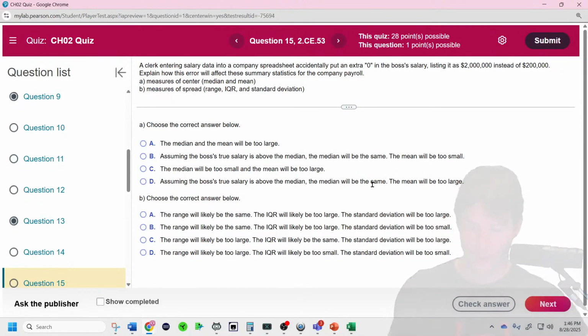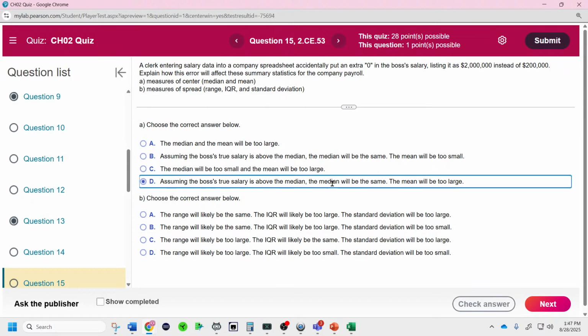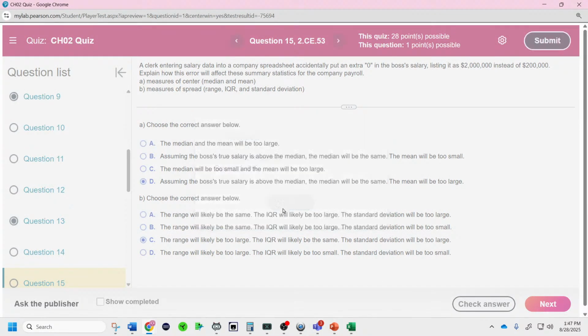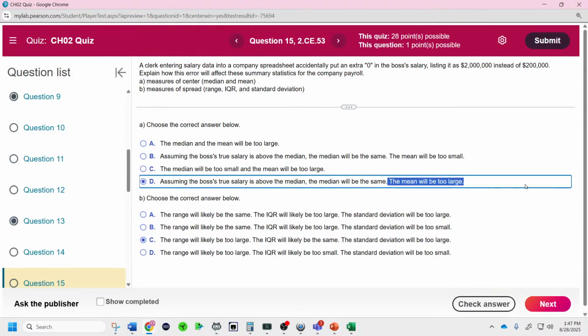So, assuming the boss's true salary is above the median, the mean will be too large. The median will be the same. Key assumption. The range will be larger. The IQR will likely be the same. And the standard deviation will be larger. So it would make the mean larger.